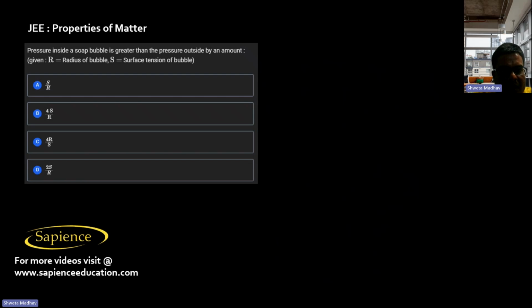Then, the pressure inside a soap bubble is greater than the pressure outside by an amount. So that will obviously be 4s by r, where s is the surface tension of the bubble and r is the radius of the bubble. So the pressure inside minus the pressure outside is equal to 4s by r. So option B is the correct answer.